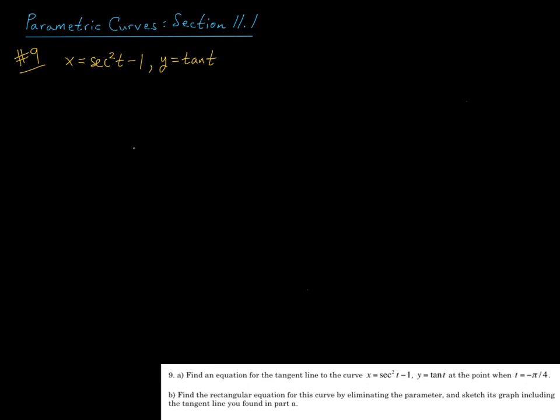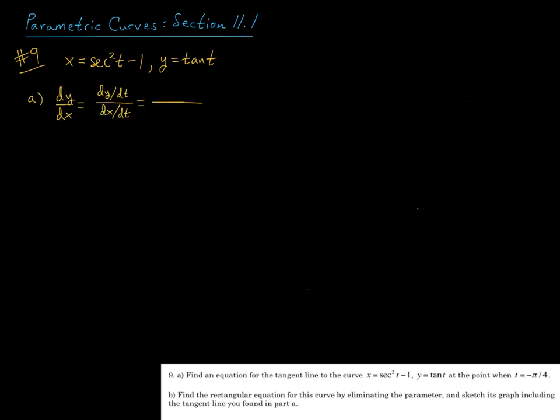Okay, for the last video in section 11.1, we're going to look at question 9. Part A says, find an equation for the tangent line of the curve x equals secant squared of t minus 1, and y equals tangent of t, at the point when t is equal to negative pi over 4. And so to begin, let's go ahead and find the slope of the tangent line to this curve at the point when t equals negative pi over 4.